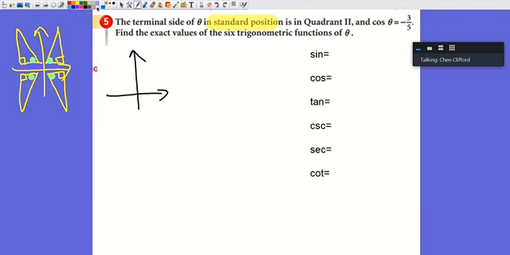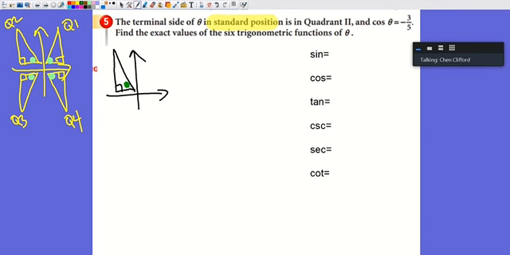Now, it says quadrant 2. So there you go. It's going to look like that. Remember, this is quadrant 1. This is quadrant 2. This is quadrant 3. And this is quadrant 4.